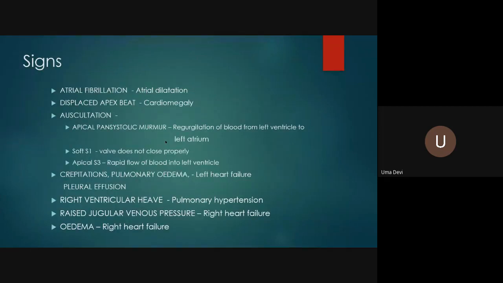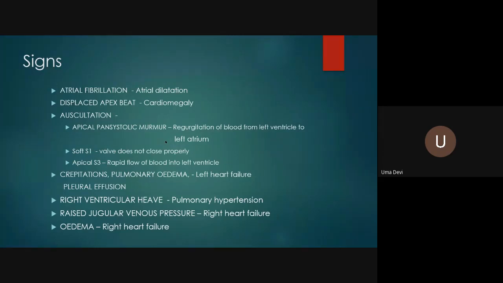So what are the signs once you examine the patient? Because of atrial fibrillation, you may have irregular heart rate, and a giant LA will be present. Because of cardiomegaly, LV enlargement, you will have a down and out apical impulse, and you will have a pansystolic murmur. Now, what is this pansystolic murmur in mitral regurgitation?